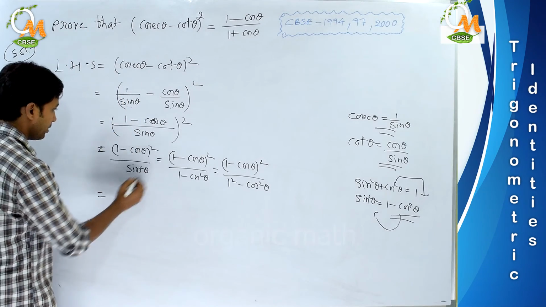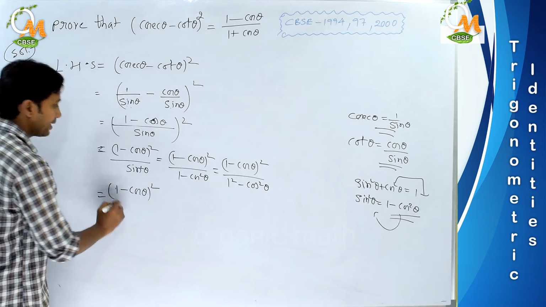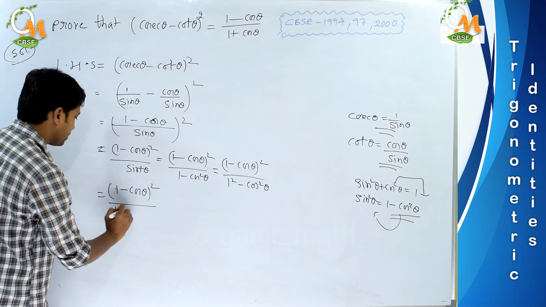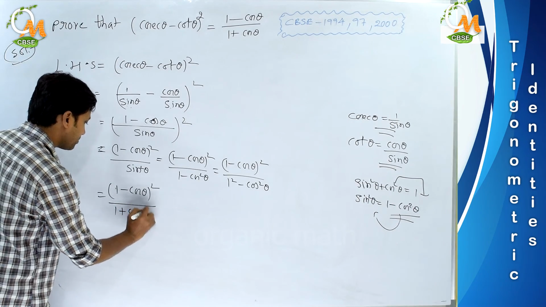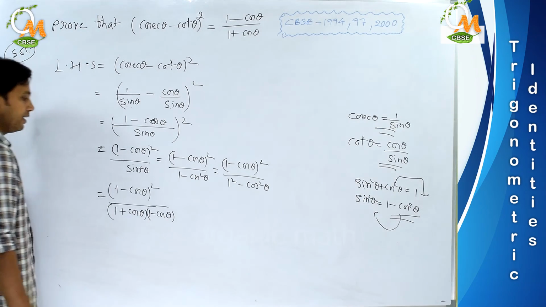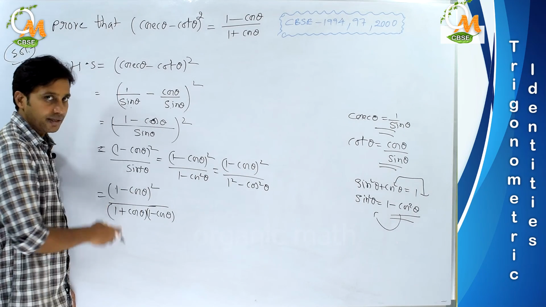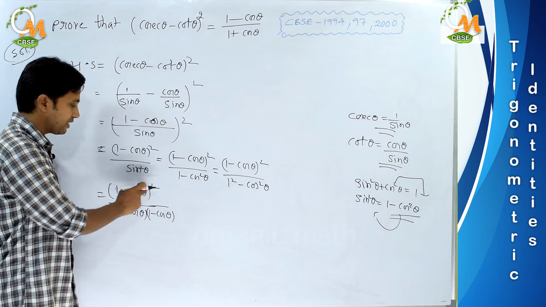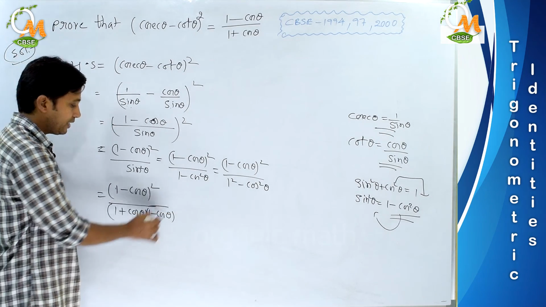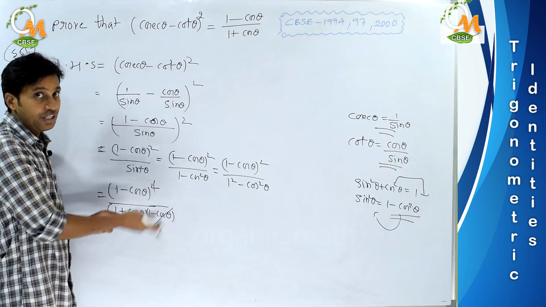So do it. Here, (1 minus cos theta) whole square stays in the numerator, and 1 square minus cos square theta can be split into (1 plus cos theta), that is a plus b, and (1 minus cos theta), that is a minus b. Now if you observe, there is a common factor in numerator and denominator. What is that? (1 minus cos theta) whole square is in the numerator and 1 minus cos theta is in the denominator, so one time we can cancel. Therefore 1 minus cos theta will remain in the numerator.